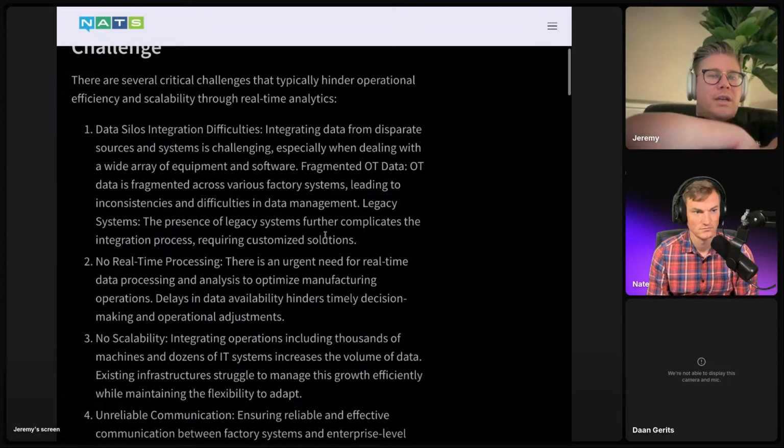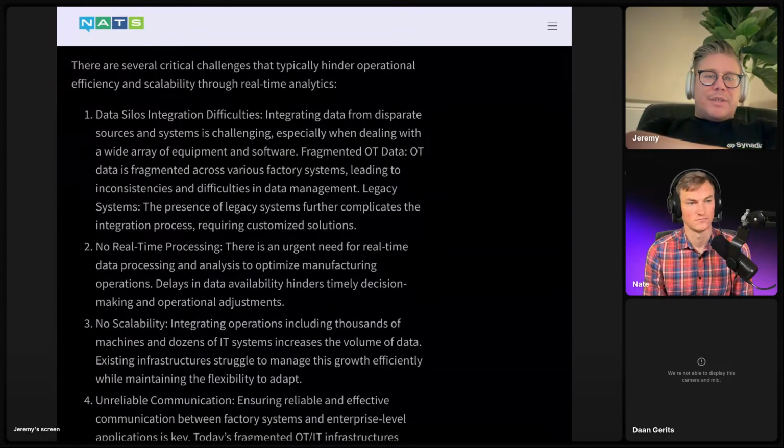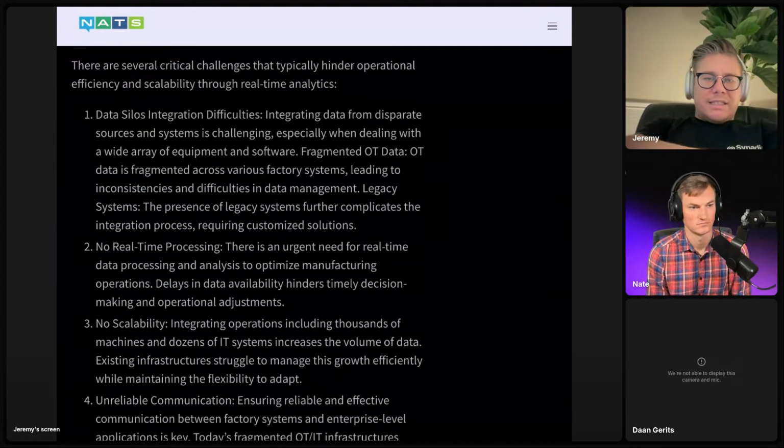Okay, so there are several critical challenges that hinder operational efficiency and scalability through real-time analytics. First, there's data silo integration difficulties. Integrating data with disparate sources and systems is challenging, especially when dealing with a wide array of equipment and software. You have fragmented OT data across various factory systems, leading to inconsistencies and difficulties in data management. Legacy systems: the presence of legacy systems further complicates the integration process, requiring customized solutions.